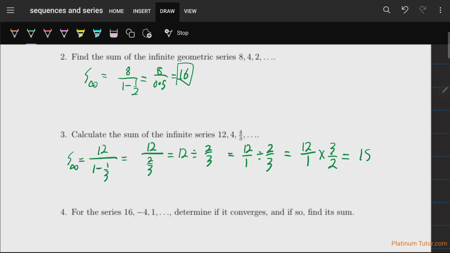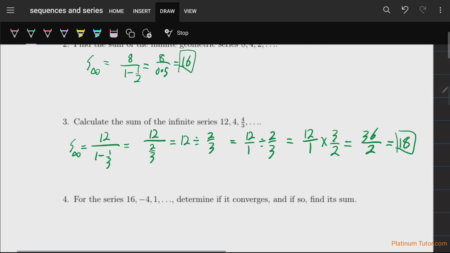Okay, so this will come out to 18, right? If we multiply the top by the top and the bottom by the bottom, the top gives us 36 over 2 on the bottom, which is 18. So the sum is 18.